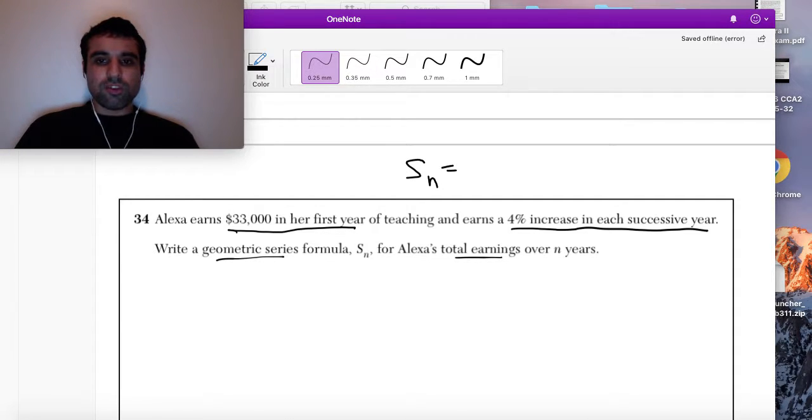The sum of the first n terms, that's a series, is equal to the first term minus the first term times the common ratio. I like to put the parentheses to the n power, where here the n will be the number of years, all over 1 minus the common ratio.